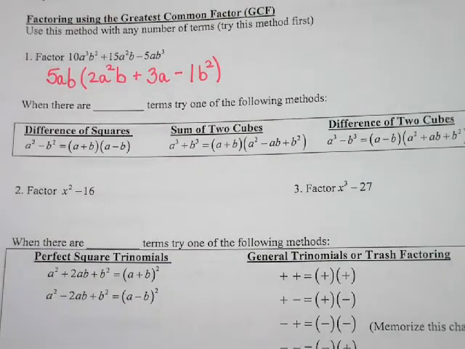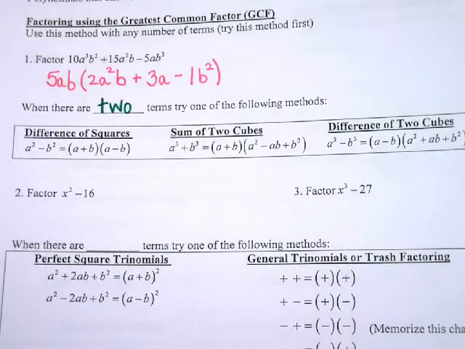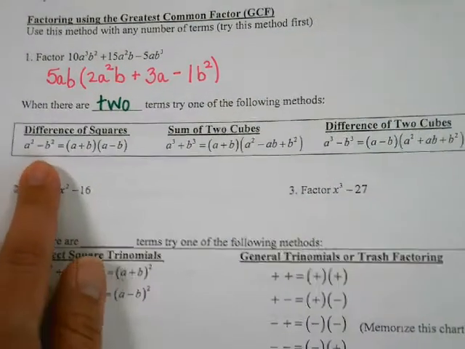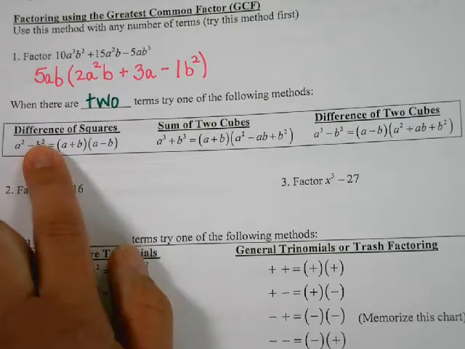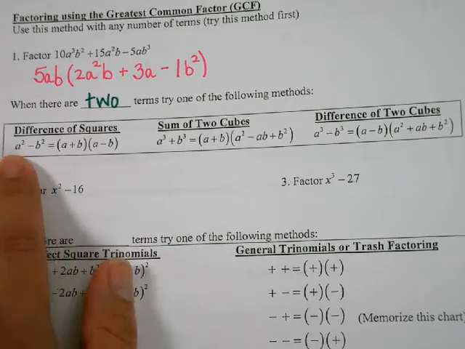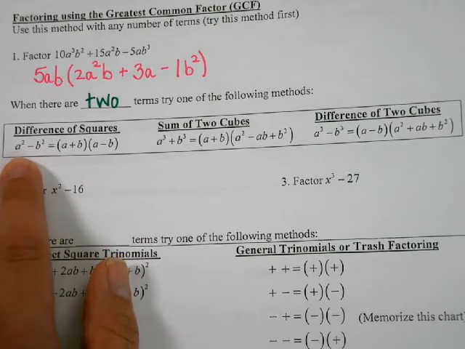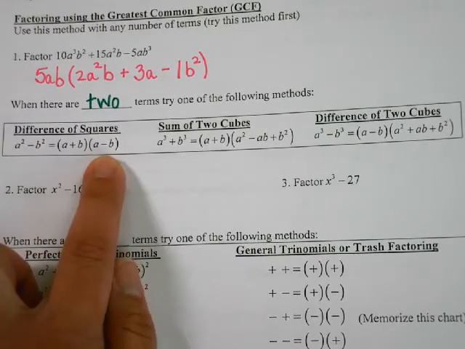So the first thing we always look for, do they have anything in common? The second thing we do is see how many terms they have. When there are two terms, try one of the following methods. All right, so we have the first one. They're in a box here. You just have to memorize the pattern, okay? So the first one we have is the difference of two squares. So if I have two perfect squares, a squared and b squared, and I'm subtracting, then it separates into a plus b and a minus b.